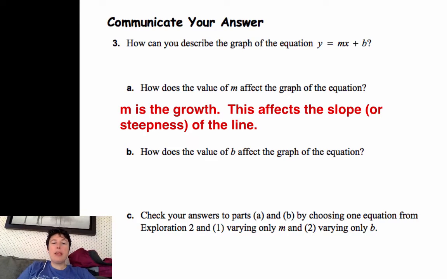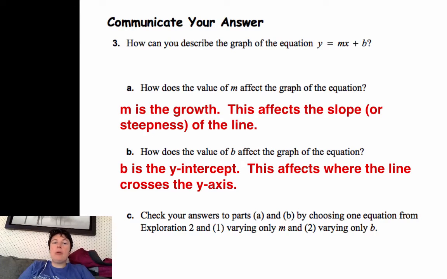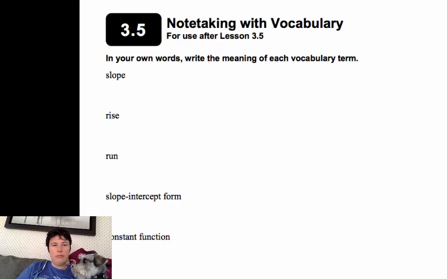How does the value of b affect the graph in the equation? Well, it's the y-intercept. So if b is the y-intercept, this affects where the line crosses the y-axis, basically. And then for C, your answers are going to vary on that one. I'm going to have to look in your notebooks later and check those out. You guys could come up with a lot of different things on that.